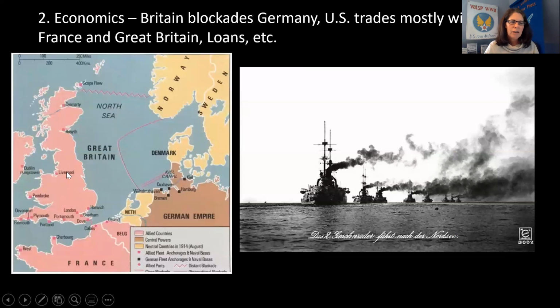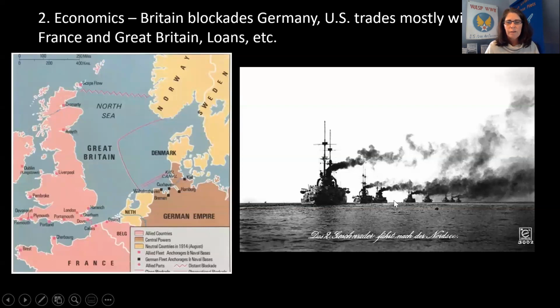You can see the United States initially starts, and we're going to bring supplies to both sides, right? We'll sell anything to anybody. We'll sell to the Germans, we'll sell to the French, we'll sell to the British. We don't care. Buy our stuff. It's very good sometimes to be the neutral party that can make money off of everybody. But the British have this great naval fleet, right? They're an island nation. They're an empire. They have one of the greatest navies in the world.